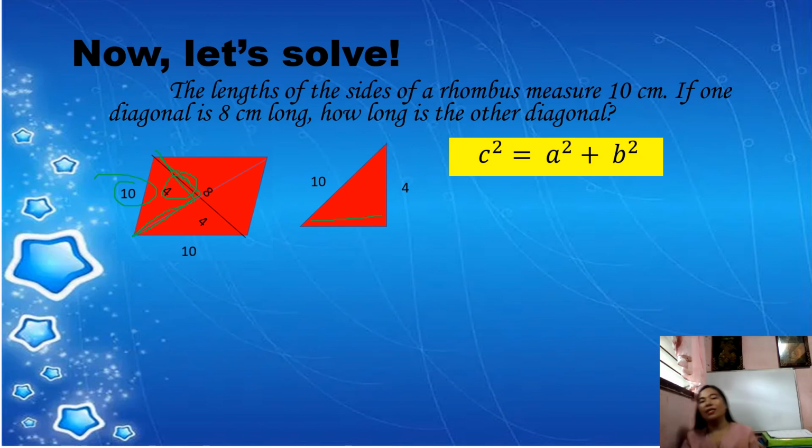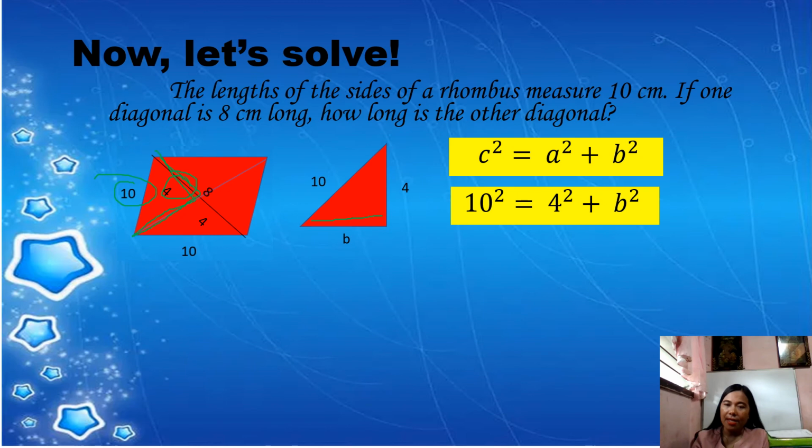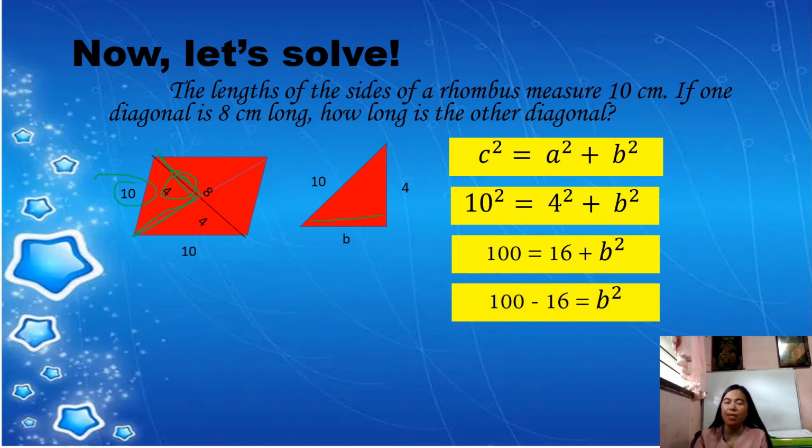And let's say that the unknown variable will be b. By substitution, c will be substituted with 10. And then we have 10 squared equals 4 squared plus b squared. Now 10 squared is 100 while 4 squared is 16. So we have 100 equals 16 plus b squared. Now transpose 16 to the other side. We have 100 minus 16. What is 100 minus 16?